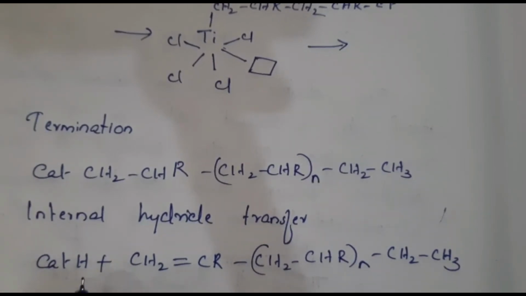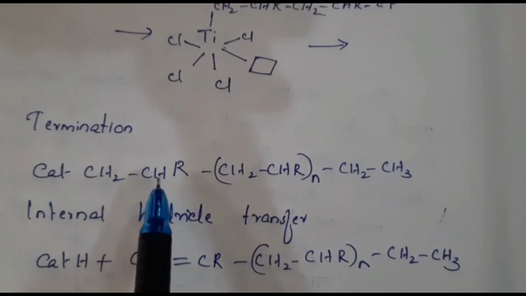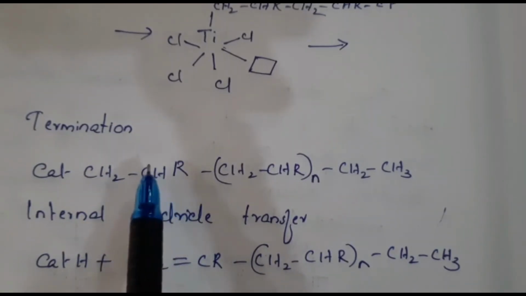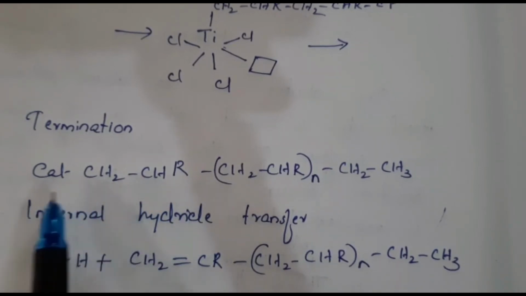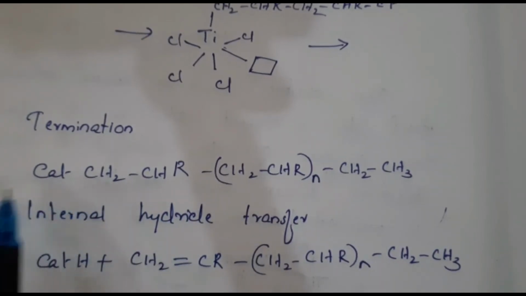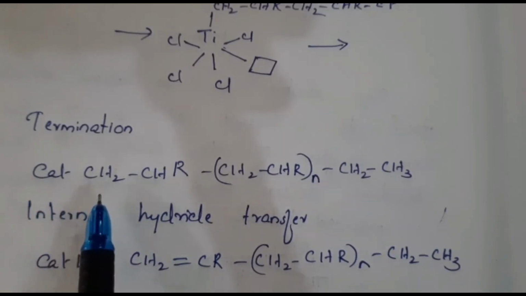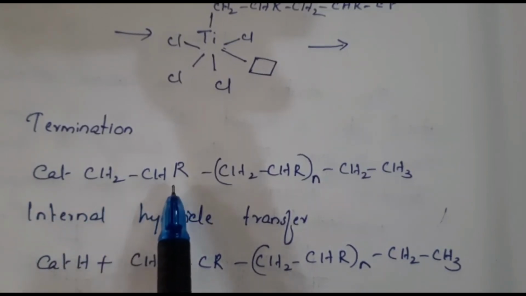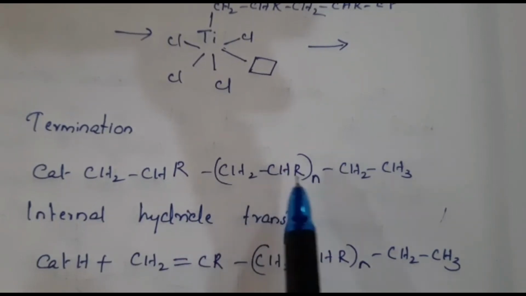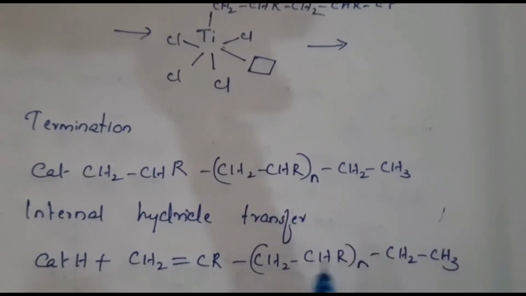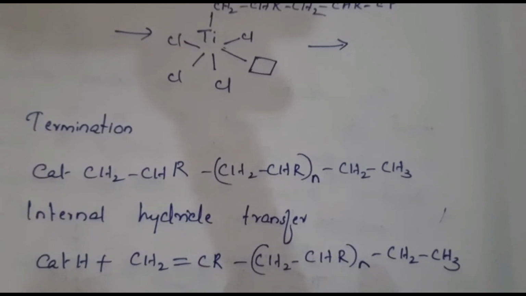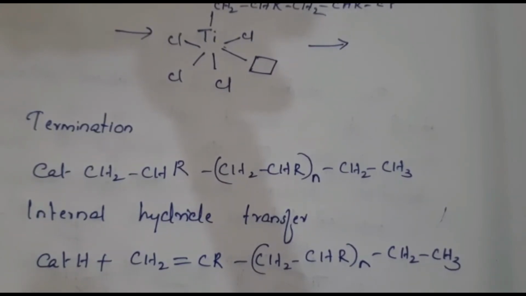So catalyst hydrogen, it will be here. Hydride ion H minus will be moved from here. So this C will have a positive charge and this CH2 will have a negative charge as a catalyst. The positive ion is moving from here, so CH2 will be negative. So this CH2 double bond CHR, then CH2 CHR n times CH2 CH3. So we are getting stereoregular polymers using this Ziegler-Natta catalyst. This type of polymerization of alkenes using Ziegler-Natta catalyst is known as Ziegler-Natta polymerization.